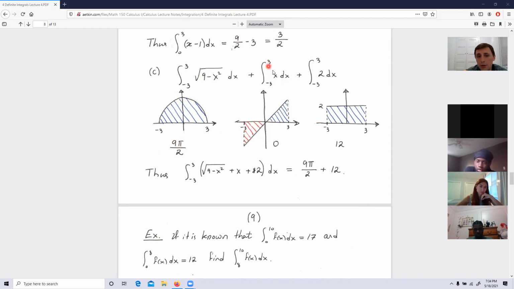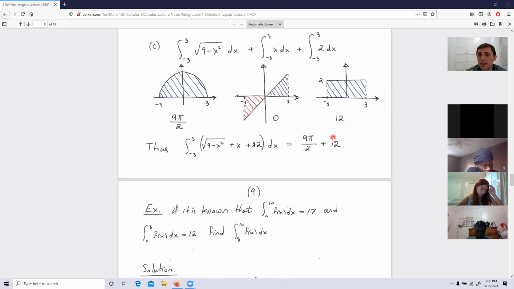Integral from -3 to 3 of x is 0. You see why? Because here we have a negative region, here we have a positive region, they cancel each other out, so it's 0. And the last one is just the area of a rectangle: width is 6, height is 2, so the area is 12. So the answer is 9 pi over 2 plus 12.